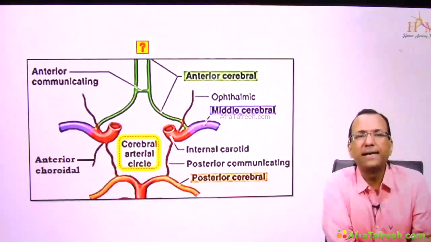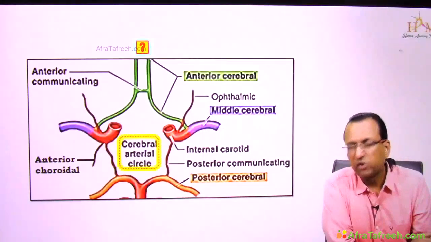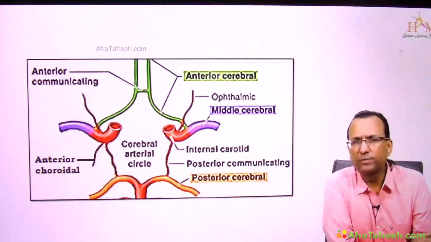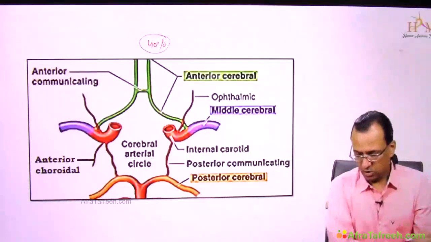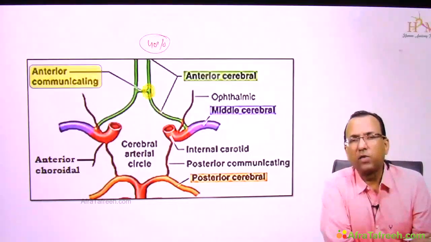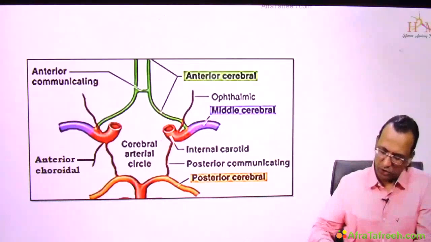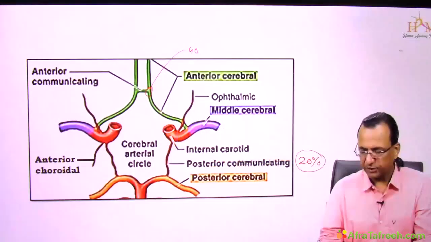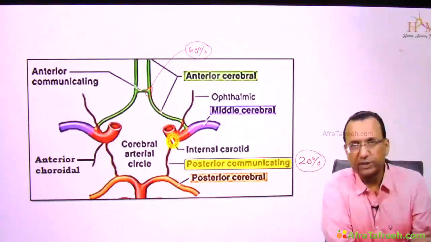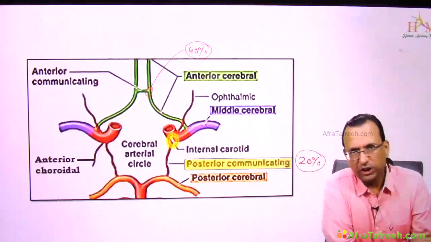communicating. Where is the berry aneurysm more commonly seen? Mostly anterior circulation. How much? 40% incidence. If you say 40% incidence in the anterior communicating artery, then what is the incidence of the berry aneurysm in the posterior communicating artery? The incidence of berry aneurysm in the posterior communicating artery is half, 20%. So there is 40%, yes, and here it is 20%, yes, half, almost. Berry aneurysm, yes, circle of Willis.